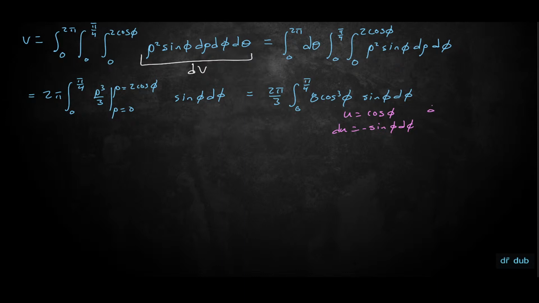And if phi equals 0, u is cosine of 0, which is 1. And if phi equals pi over 4, u equals square root of 2 over 2. Cosine of pi over 4, which is square root of 2 over 2. So we can simplify the integral after our u sub. I'll pull the 8 out and make it 16 pi over 3, integral from 1 to square root of 2 over 2, and then u cubed times negative du.